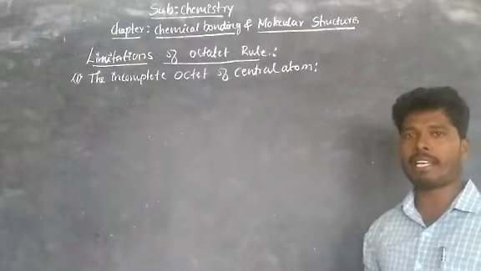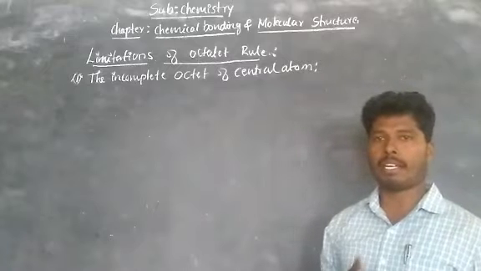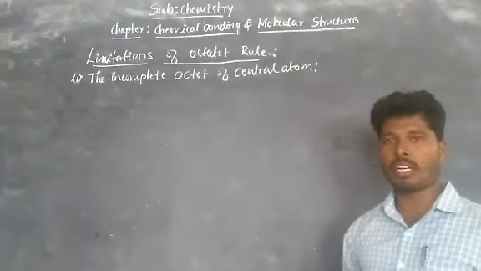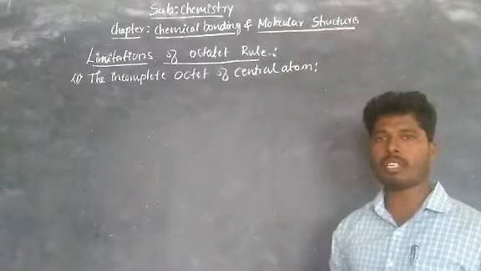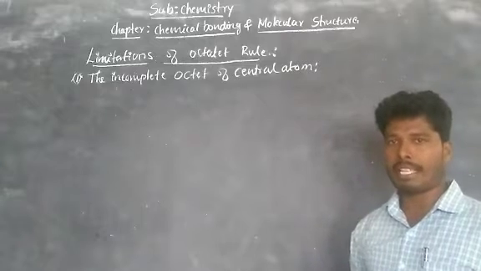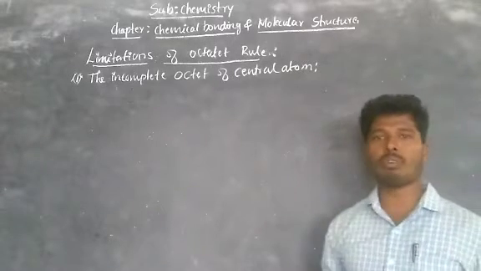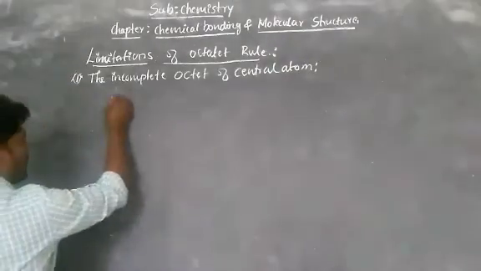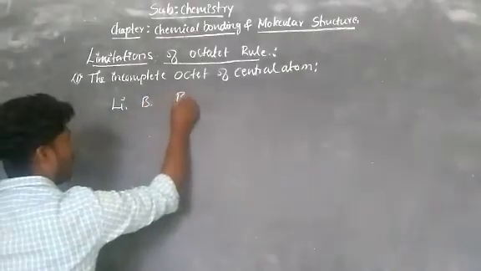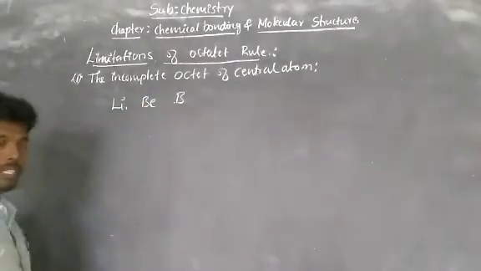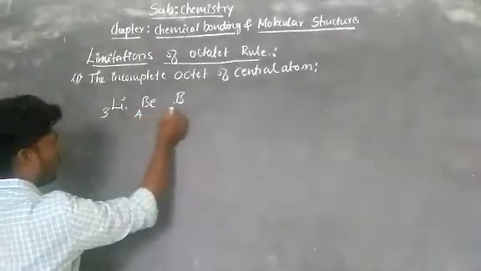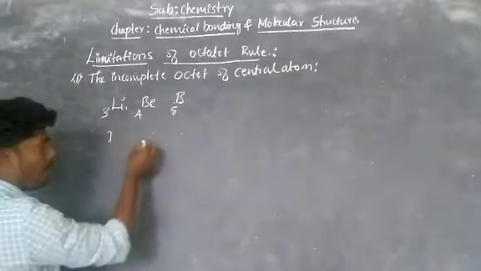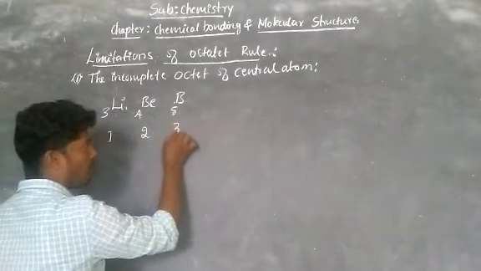Some of the elements like beryllium, boron and lithium do not have 8 electrons around them. In their valence shell they have only 1, 2, 3 electrons in lithium, beryllium and boron respectively, so there are no 8 electrons around them. See, the atomic number of lithium is 3, beryllium 4 and boron 5. In the outermost shell, there is only 1 electron in lithium, beryllium has 2 electrons, and boron has 3 electrons.